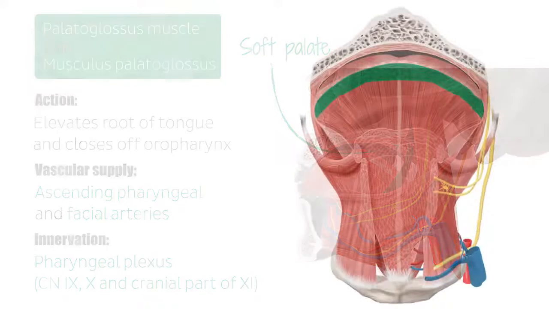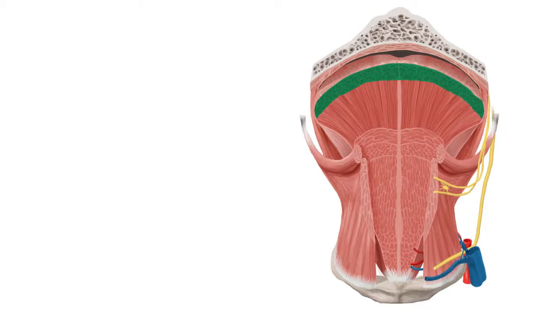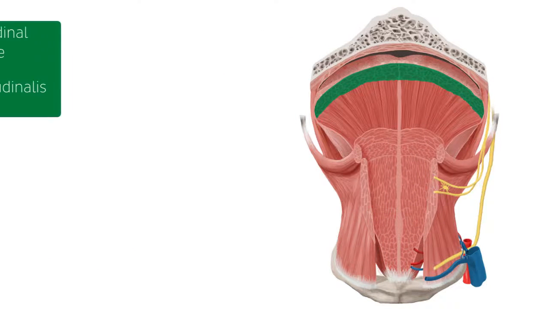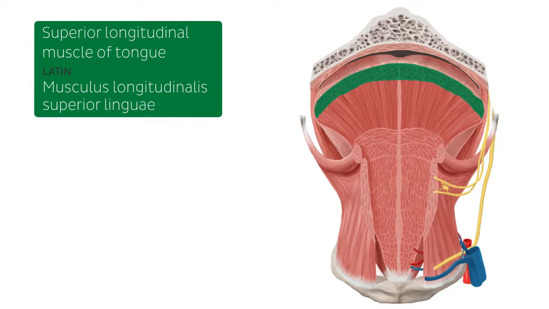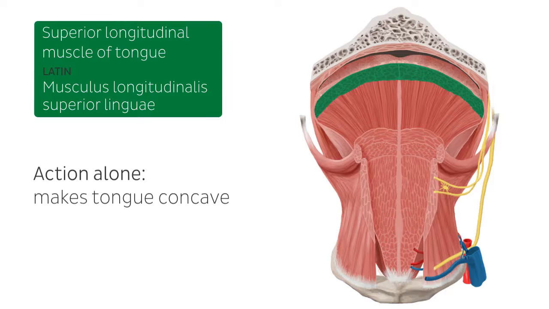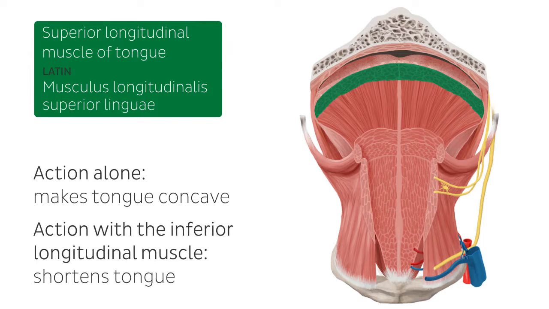So now let's move on to the intrinsic muscles of the tongue. The first intrinsic muscle we'll look at is the superior longitudinal muscle. Individually, the superior longitudinal muscle turns the end and sides of the tongue upwards to make it concave. With the inferior longitudinal muscle, it acts to shorten the tongue. As we can see in this image, the superior longitudinal muscle is located beneath the lingual mucosa and extends from the lingual septum to the edge of the tongue on either side.